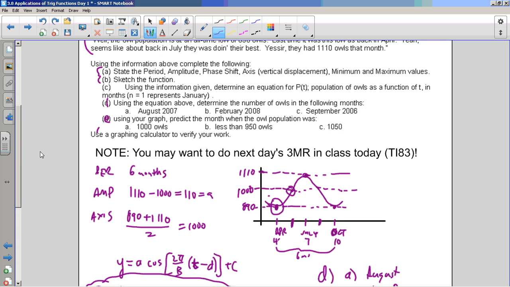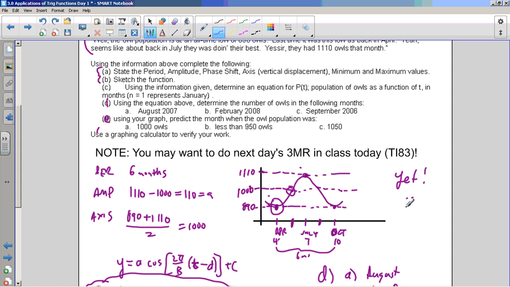And we could think of these other ones as well. Less than 950 owls. Well, that's somewhere in here, and it's some chunks of the year where it's less than 950, and you can read that straight from the graph. Again, we can't use the equation to get this exactly yet.